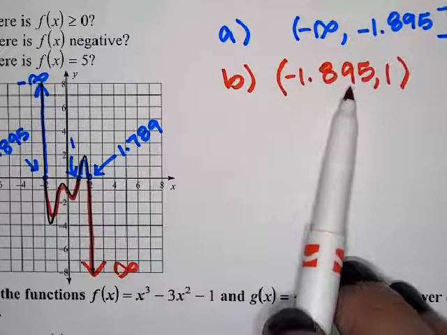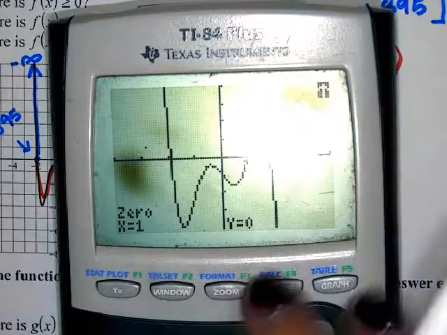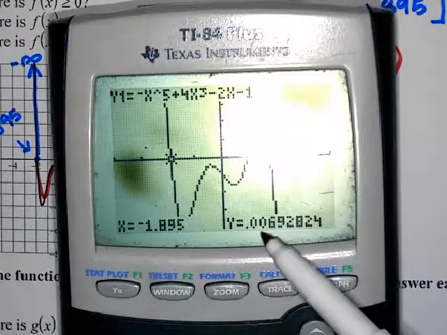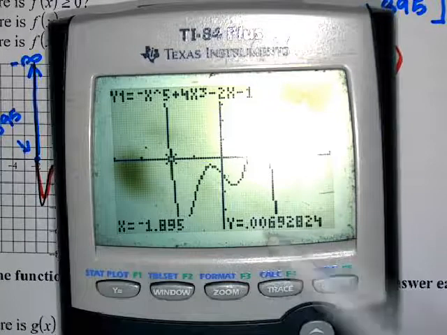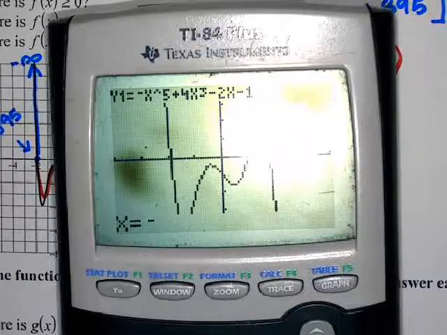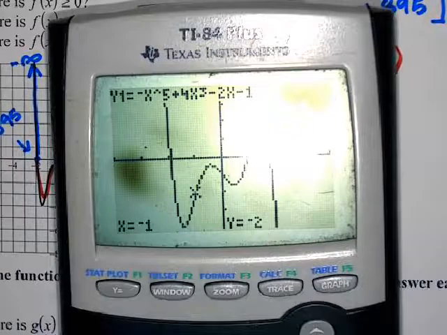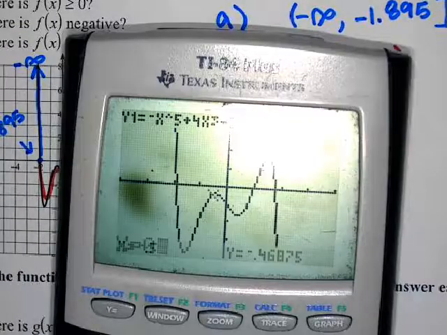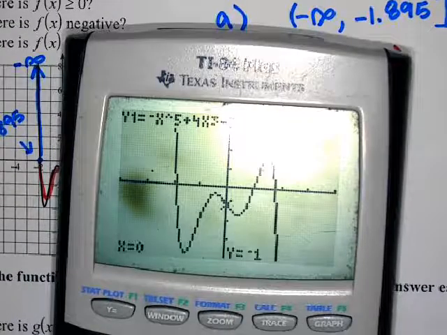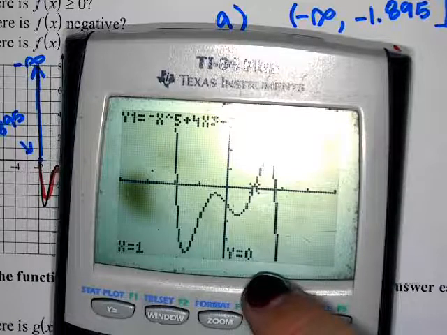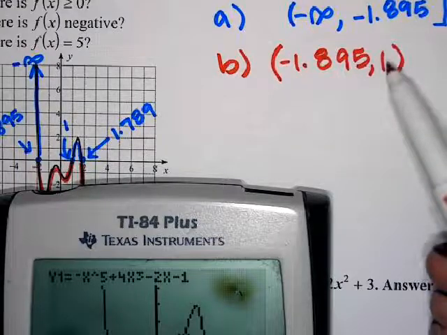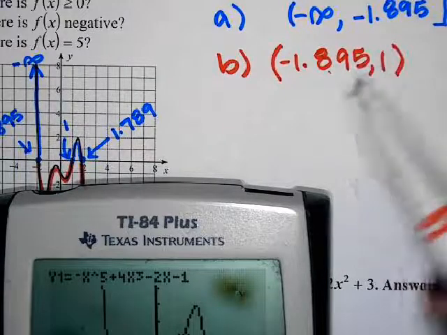If I plug in negative 1.895, I rounded, so my calculator is very close to 0. If I plug in negative 1, that's a negative number. If I plug in negative 0.5, that's a negative number. If I plug in 0, that's a negative number. If I plug in 1, that's 0 though. So all the numbers in between are going to give me negatives. But if I plug in those exactly, they don't give me negatives, they give me 0. Does that make sense? Okay.